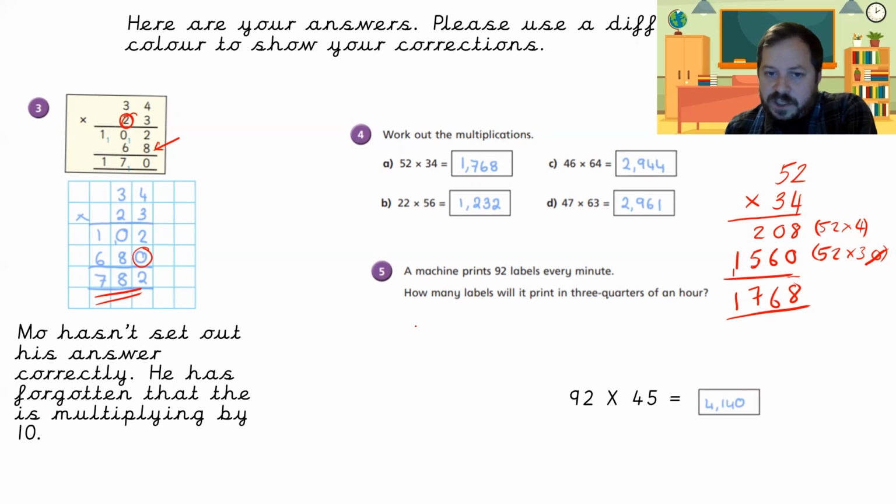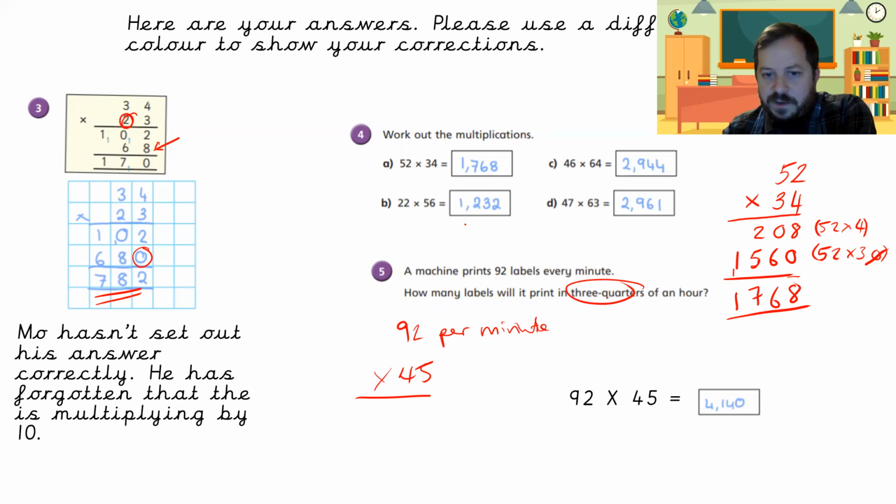So here, we've got a machine that labels 92 per minute. So how many labels will it print in 3/4 of an hour? And this is the important part. How many minutes in 3/4 of an hour? Well, it's 45 minutes in 3/4 of an hour. So what I've got to do is times those two numbers together.